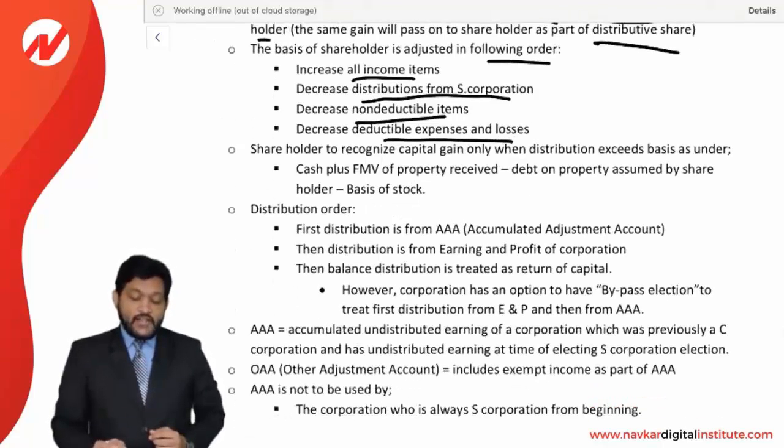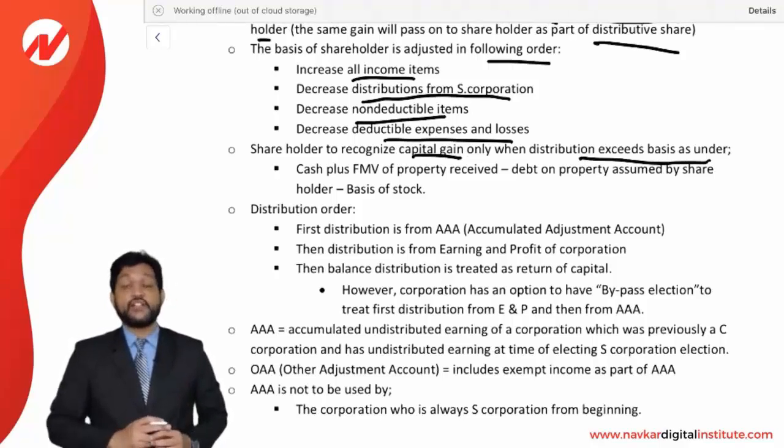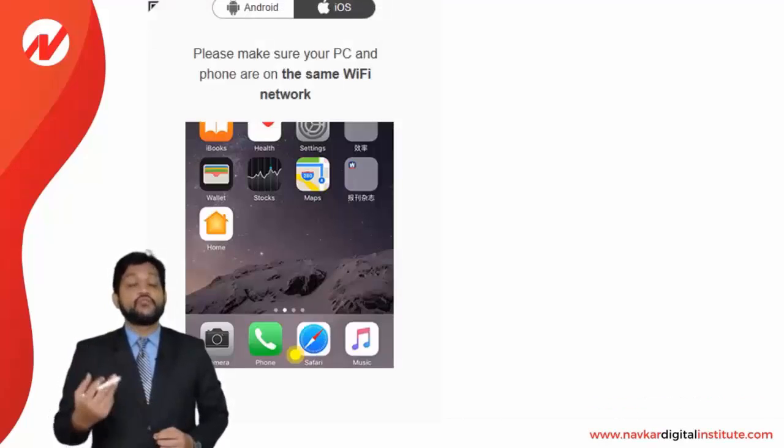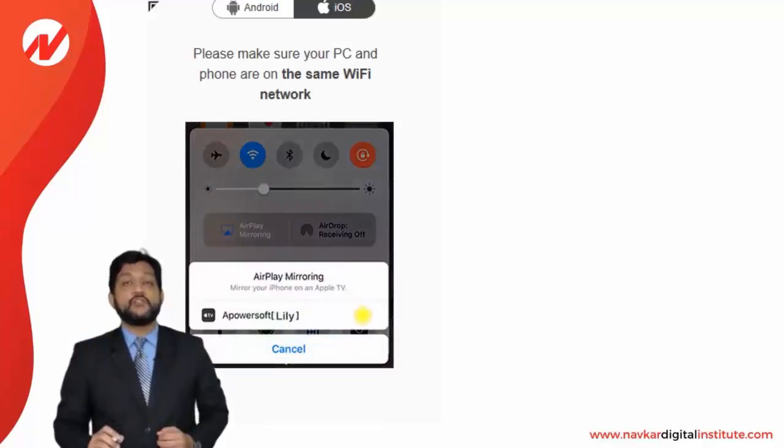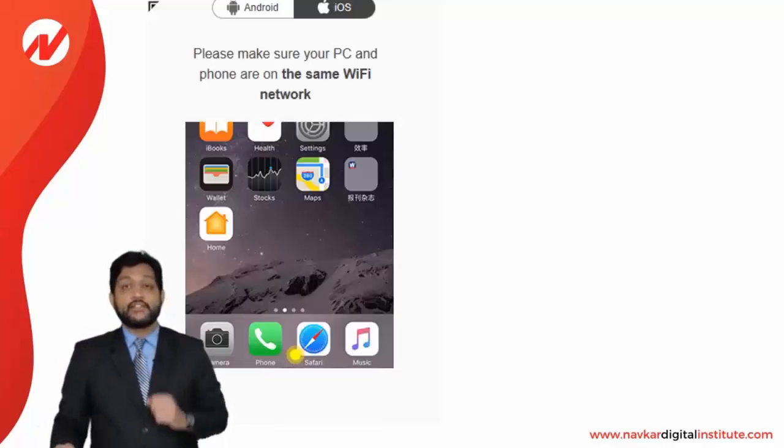A shareholder recognizes a capital gain only when distribution exceeds the basis, as under: cash plus FMV of the property received less debt on the property assumed by the shareholder less basis of the stock. In short, it's a capital gain calculation. So whatever you are receiving from the corporation, that is cash or fair market value of the property, you need to reduce debt assumed, if any, and then you need to reduce the basis of the stock to calculate a gain.